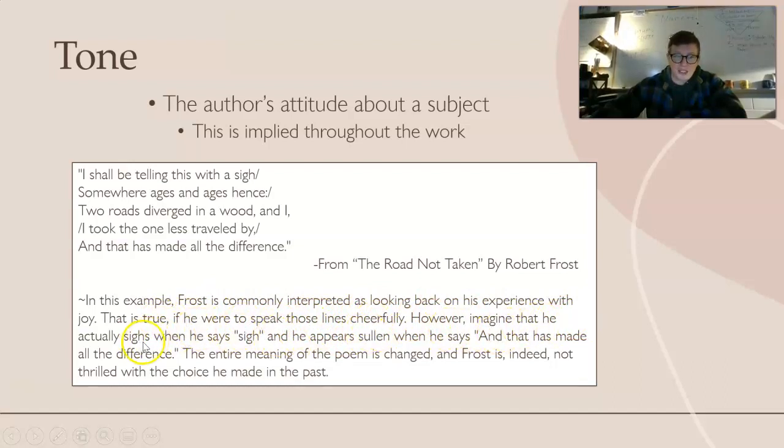However, imagine that when he says sigh, he appears sullen, when he says, that has made all the difference. The entire meaning of the poem has changed, and Frost is indeed not thrilled with the choice he made in the past. Tone.